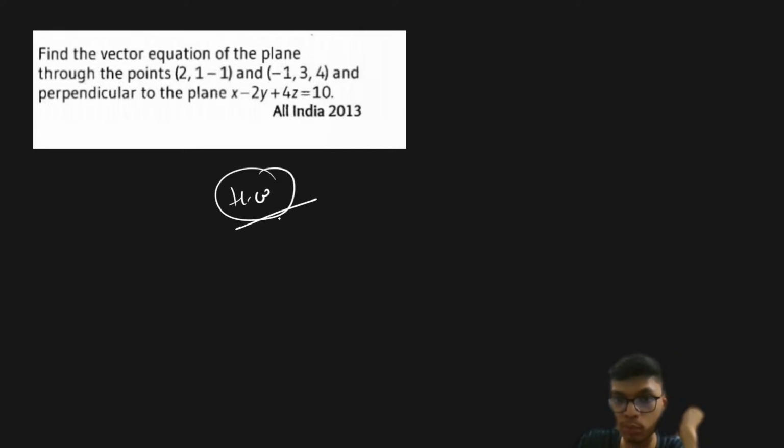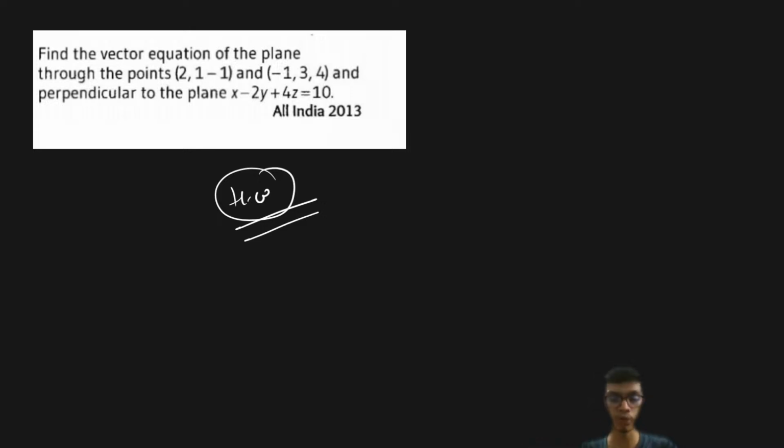Okay, now please go through this problem and let me know what answer you're getting, and please comment in the comment section. This problem is very simple. You just need to apply the concept of planes. For a plane, what is the most important thing to find here? One point lying on the plane, and one normal vector which is perpendicular to the plane. If you have these two pieces of information, you can definitely write the equation of any general plane.